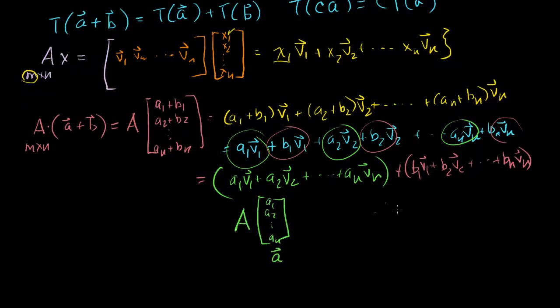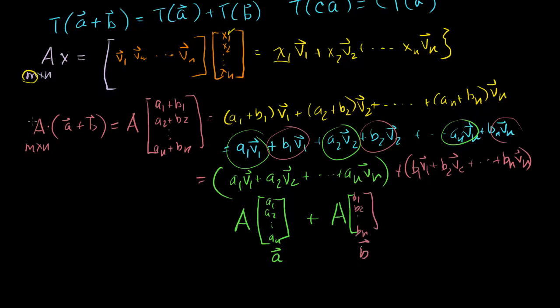And what's this equal to? This is equal to plus these v1s. These are the columns for A. So it's equal to the matrix A times my vector B, b1, b2, all the way down to bn. This is my vector B.